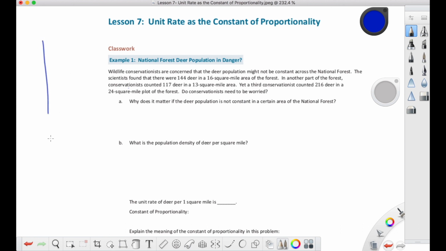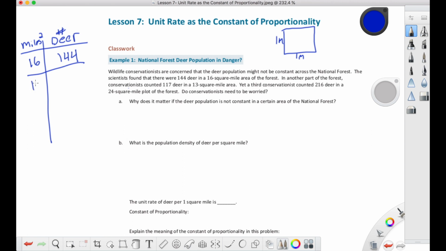Okay, so let's make a little ratio table real quick. This is going to be miles, and this is the number of deer. So this is 16 square miles. This little 2 is because I'm writing miles squared, because it's square miles, right? You guys know area, so a square mile is a 1 mile by 1 mile square. So in a 16 square mile section of forest, there were 144 deer.